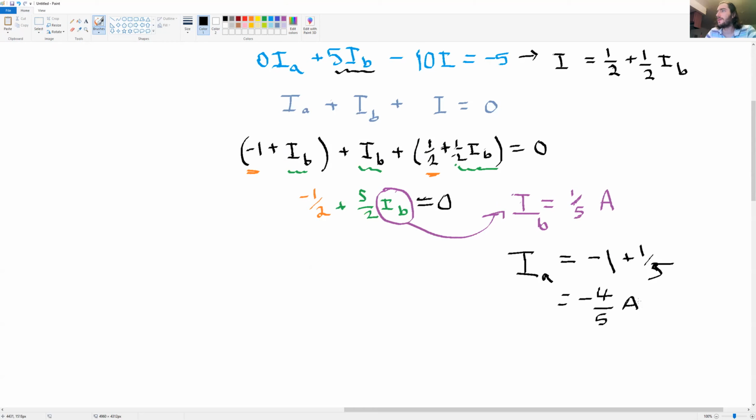And then we can also get I from the equation there with IB as well. So I is equal to 1/2 plus 1/2 IB. So it'd be plus 1/2 times a fifth.